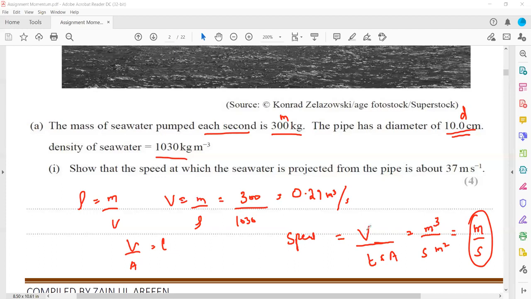So what we will do, we have the volume per second, that is 0.29. We need area only. How to calculate the area? Diameter is given. So area is equal to pi r square.